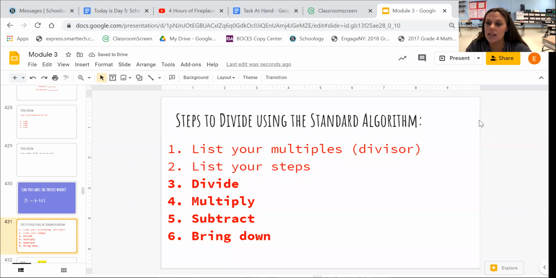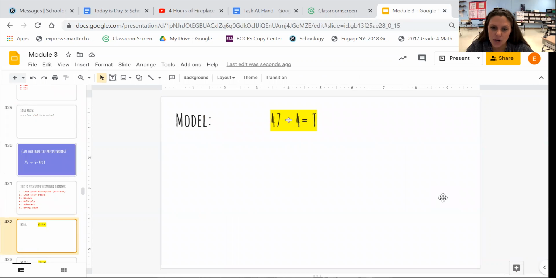Just a reminder, if you need to take a picture or just give your brain a little flashback of our steps when we use the standard algorithm, okay? All right, let's get started.